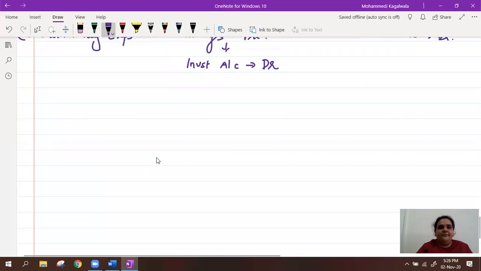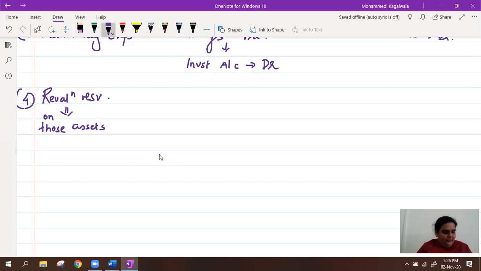Okay, then we have revaluation reserve. For revaluation reserve, I always assume that this reserve is for those assets, or is on those assets, which were already existing with subsidiary company.